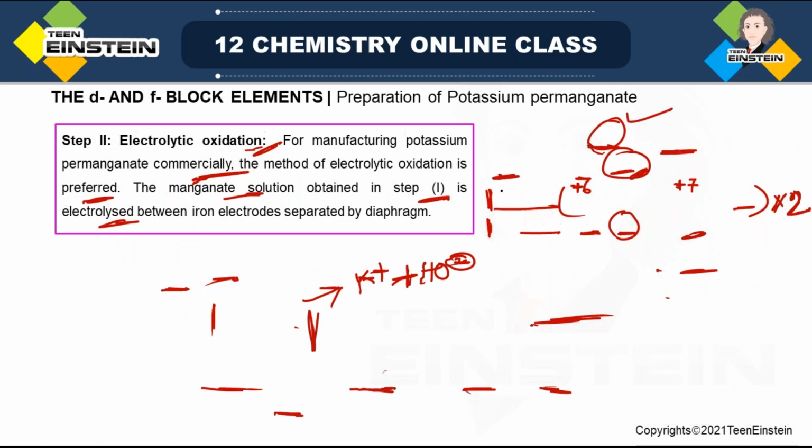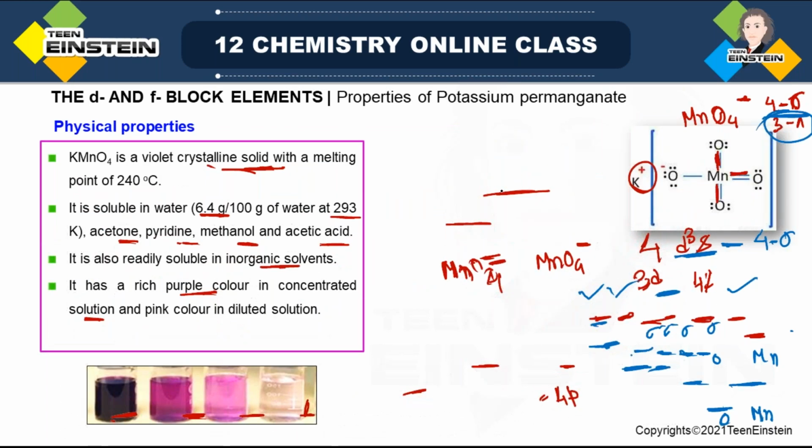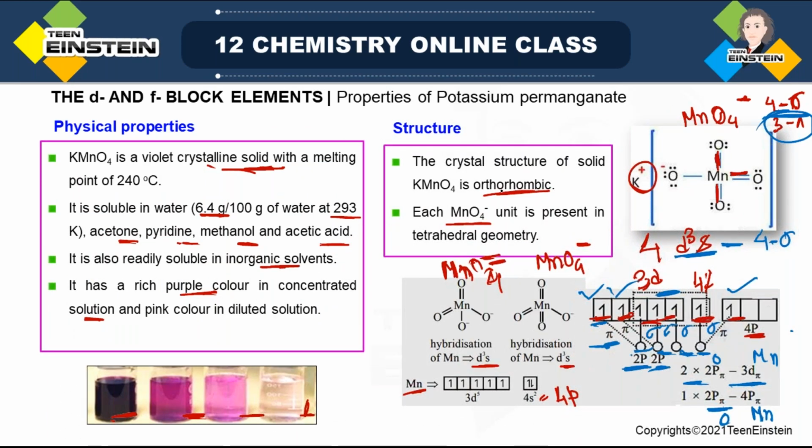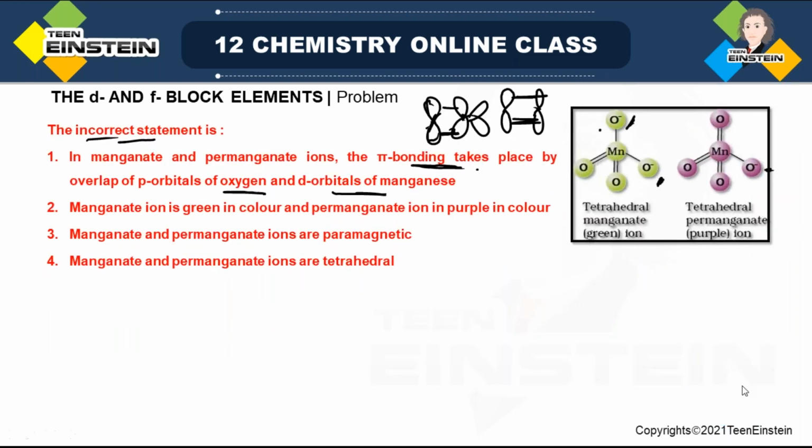Just have a look at the previous slide that we discussed in the last class. Here we can see that pi bond formation is taking place by involving the 4p orbital of manganese and also the d orbital of manganese. So there are 2 p pi d pi bonds and 1 p pi p pi bond. So that is why this statement is a correct statement. That is the first statement, and it is true. The next statement says manganate ion is green in color, permanganate ion is purple in color.